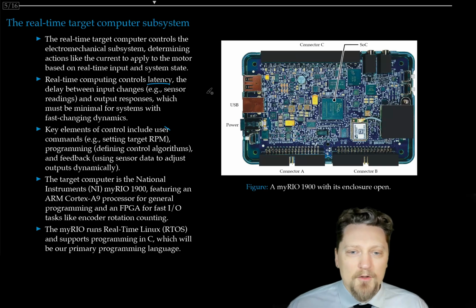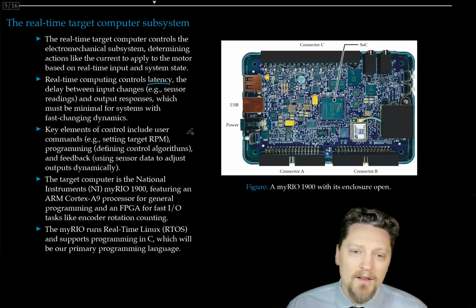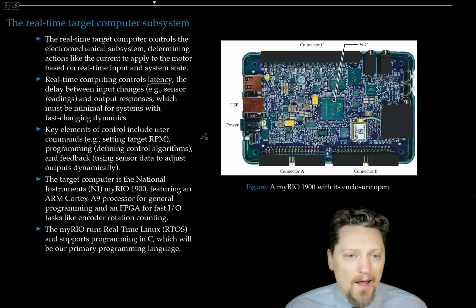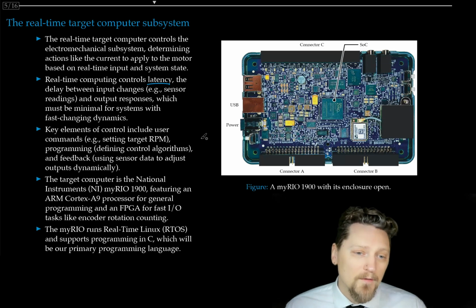Key elements of control include user commands, for example, setting the target RPM, angular velocity, programming, defining control algorithms, and feedback, using sensor data to adjust outputs dynamically. So we're going to do all of those as we proceed.